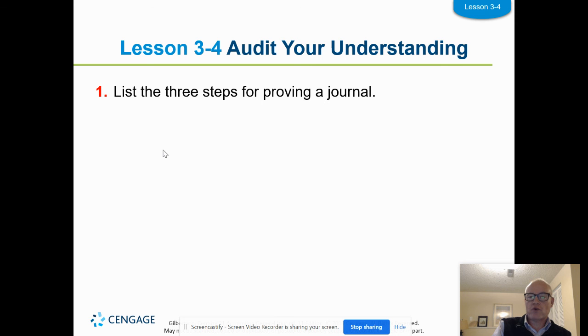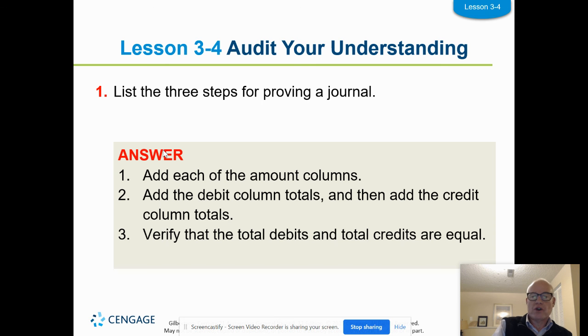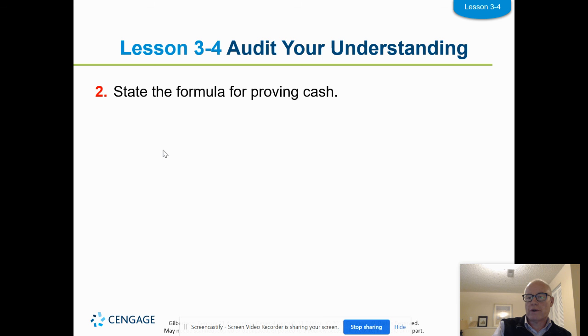So list the 3 steps for proving a journal. We add each of the columns. We get the debit column totals and the credit column totals. And then we make sure our debits equal our credits. 3 steps for proving the journal. And again, if they're not matching, don't go forward.